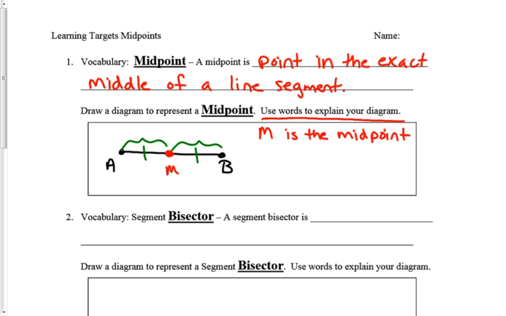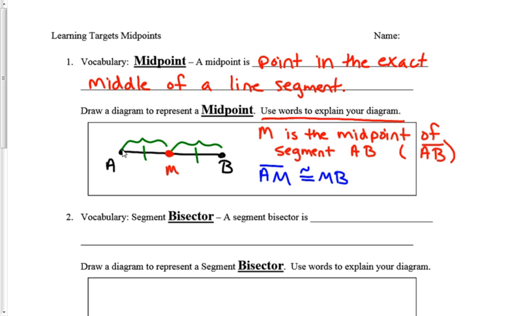Now we have a name for the segment, and we can call the segment by its two endpoints. The endpoints of this segment are A and B. We can also write that using the two endpoint letters with a line segment over top. So either notation works for segment AB. Now we need to talk about the slashes, and the slashes are indicating to us that AM is congruent to MB, and I'm going to say because of the slashes. And that's going to be the way it is in geometry for the remainder of the year.